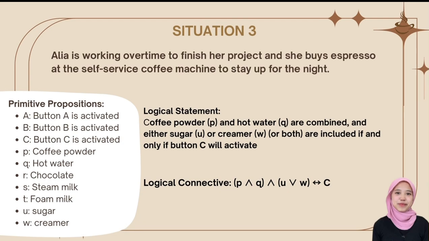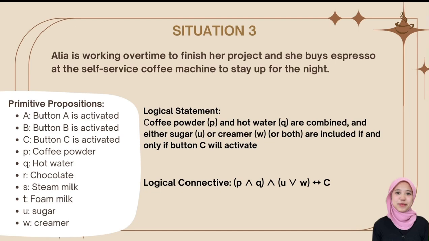So we have 3 conditions. Condition 1 is coffee powder P and hot water Q must be combined. Condition 2, either sugar U or creamer W or both must also be included. And the last one is condition 3, which is these ingredients will only work if button C is activated. So the coffee machine's operation depends on the activation of button C, meaning button C is the controlling factor of the coffee machine.